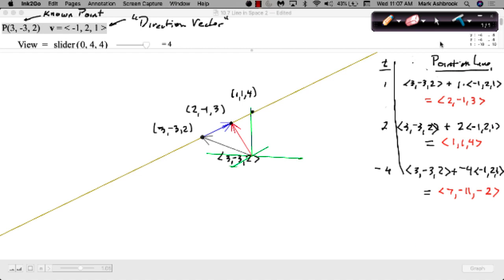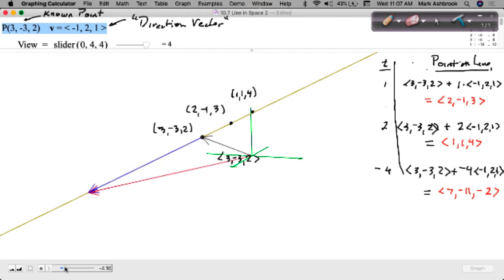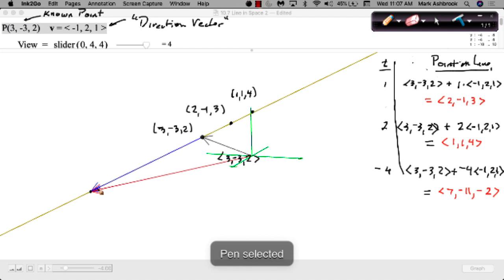So let's see that point. Let's look at that point. So that's when I scale it by negative 4. So that's good, scaling it this way. So that's that point right there. And what's the coordinates of that point? 7, negative 11, 2. Negative 2, thanks.